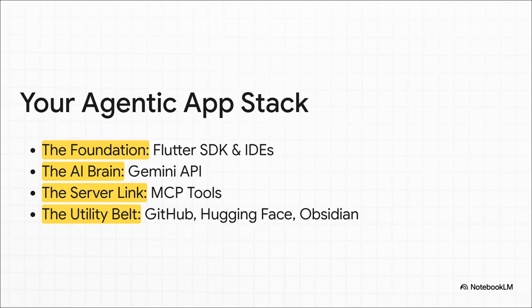So let's recap the whole stack, quick and easy. You've got your foundation, that's the Flutter SDK and your IDE. You have the AI brain, powered by that absolutely essential Gemini API key. There's the server link, handled by those MCP tools that act as the bridge. And finally, you have your utility belt, stocked with GitHub, Hugging Face, and that cool personal library, Obsidian. Every single piece has a job to do.